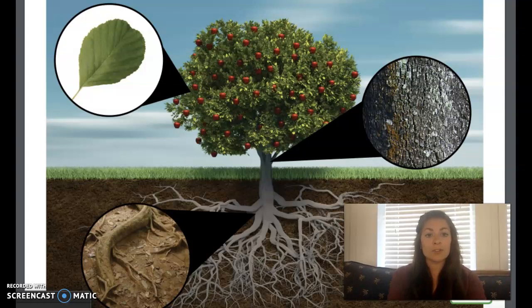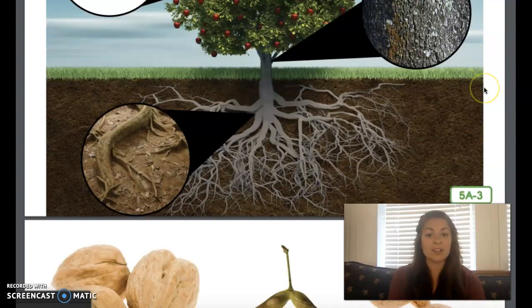Another important part of the tree is the outside layer called the bark. The bark protects the tree from outside forces such as heat, cold, insects, and bacteria.